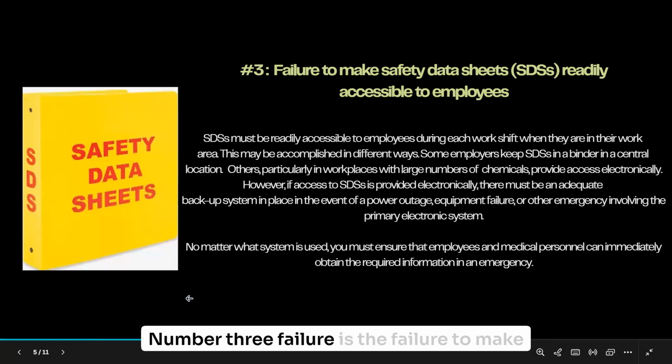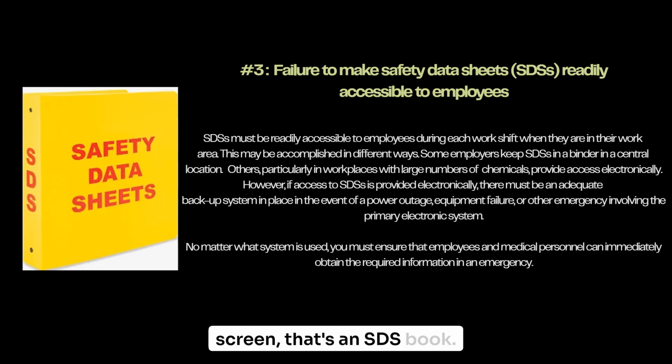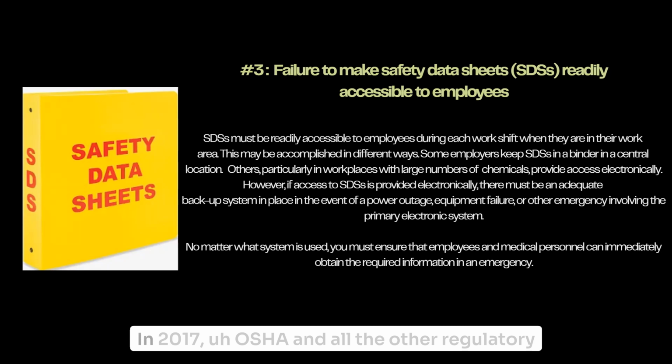Number 3 failure is the failure to make safety data sheets readily accessible to employees. If you can see the photo on the left of this screen, that's an SDS book. In 2017, OSHA and all the other regulatory people got together and decided it was no longer going to be the material safety data sheets. Now it's known as only the SDS or safety data sheets.